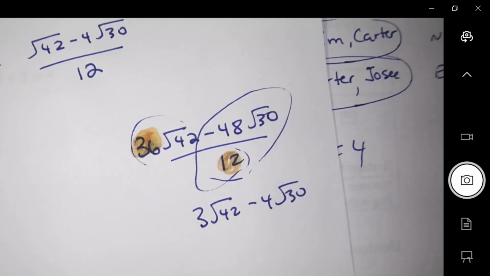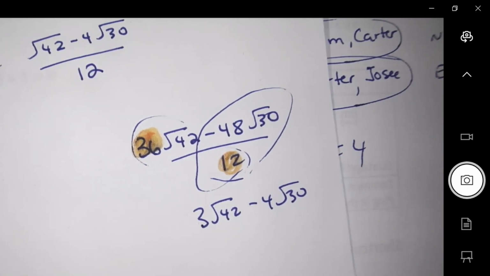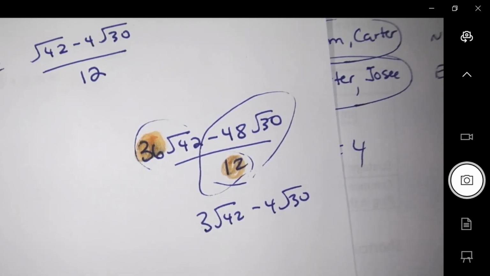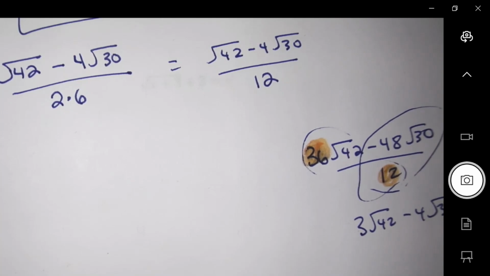Let's check. 42, can it break down? Is it divisible by 4, 9, 16? But 2 is not a magic number. No. Is 30 divisible by 4, 9? Nope, so I leave it. Okay?